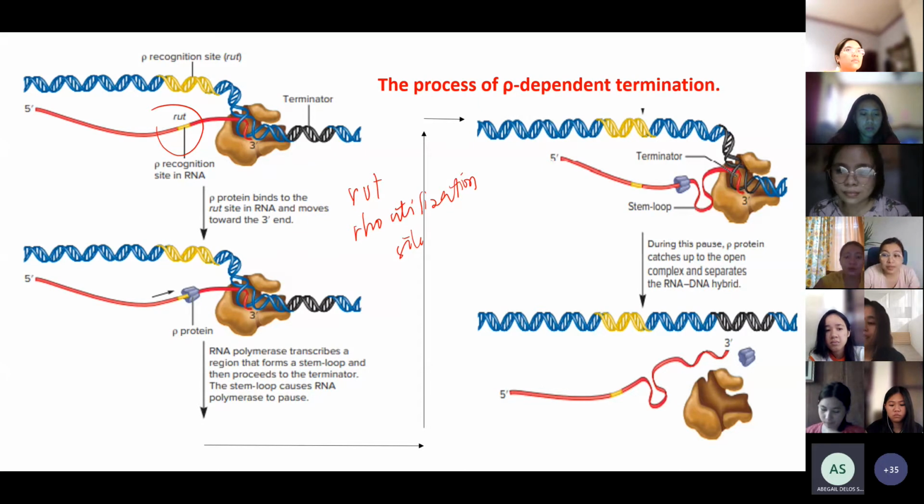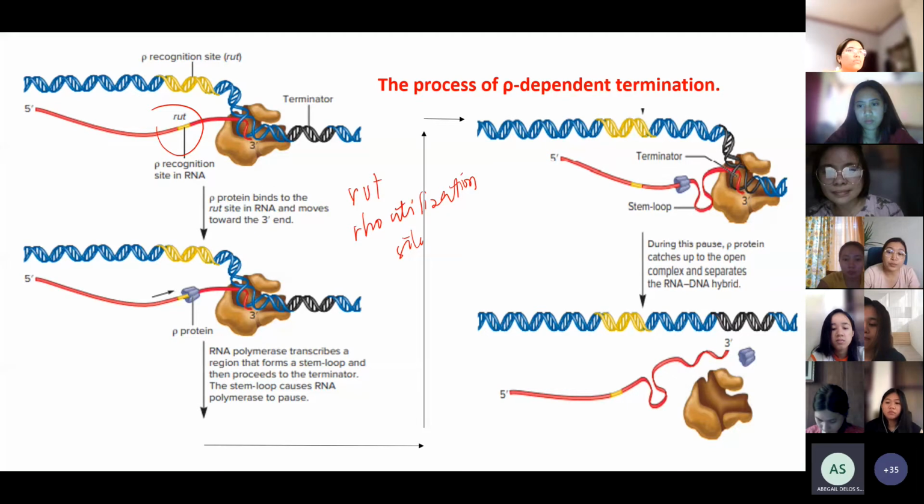So how does the rho protein facilitate the termination? What happens here is it would act as a helicase, which is an enzyme that can separate your RNA from the DNA hybrid region.